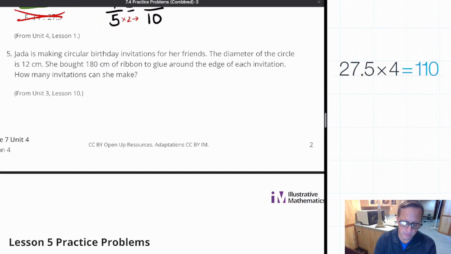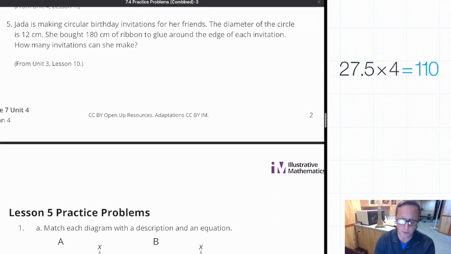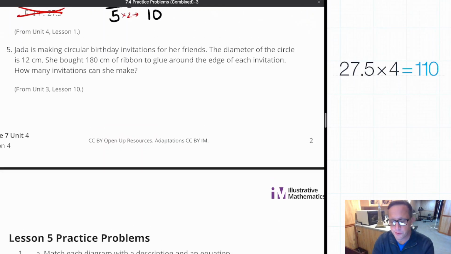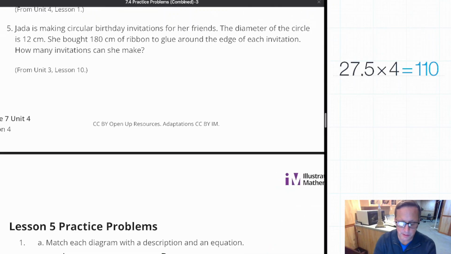And then for number 5, Jada is making circular birthday invitations for her friends. The diameter of the circle is 12 centimeters. She bought 180 centimeters of ribbon to glue around the edge of each invitation. How many invitations can she make? I bet she can make like 1,000, right? I don't know about that.